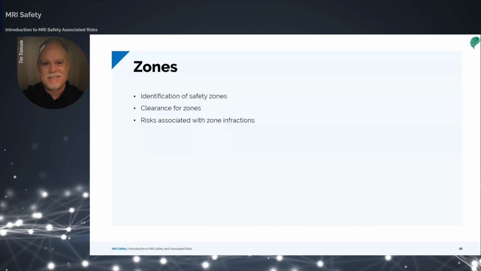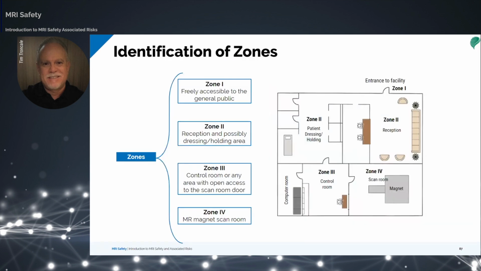All right, let's change gears now for the remainder of the presentation and talk about the MR environment. We will begin this section with the MR safety zones, the identification of the zones, clearance for the zones, and risks associated with zone infractions. The American College of Radiology, or ACR, has defined 4 safety zones within MR facilities. These are denoted zones 1 through 4 and correspond to levels of increasing magnetic field exposure and therefore potential safety concern. While the exact location of each zone will vary greatly from facility to facility and will also depend on what common areas are shared with other modalities.